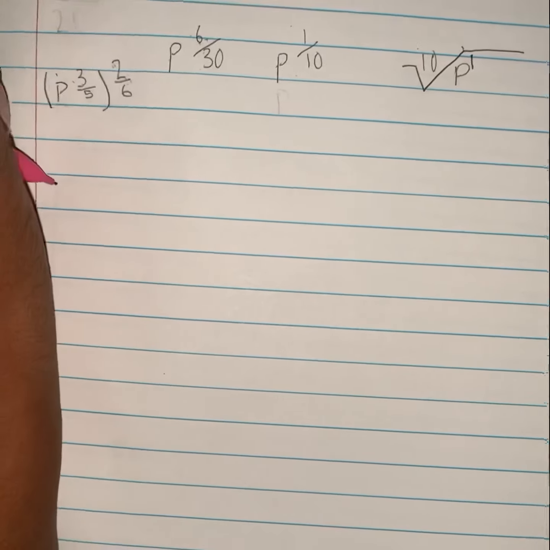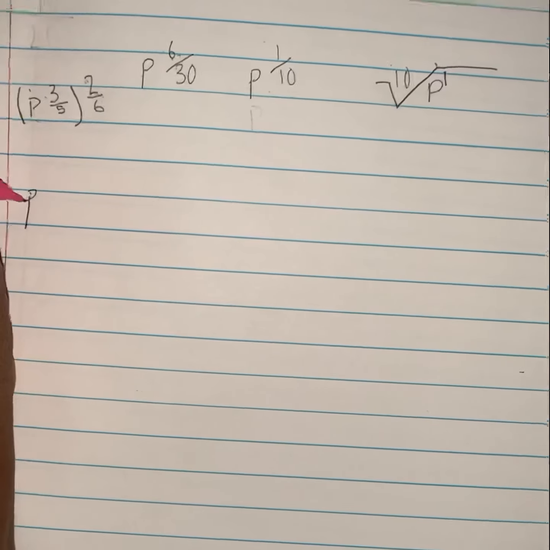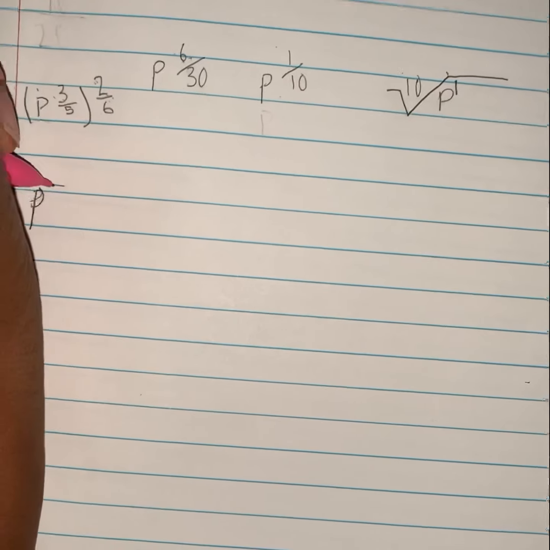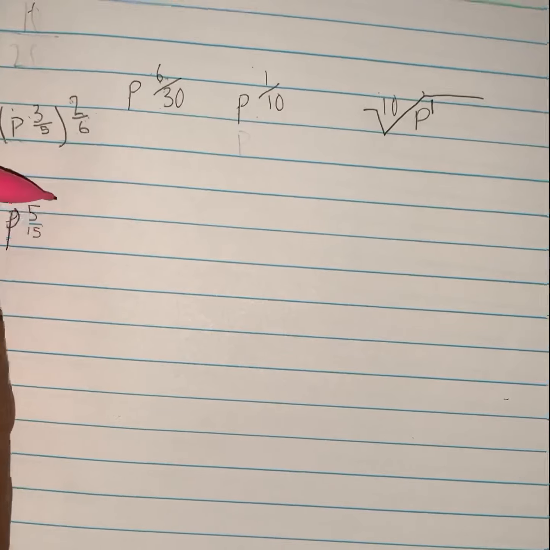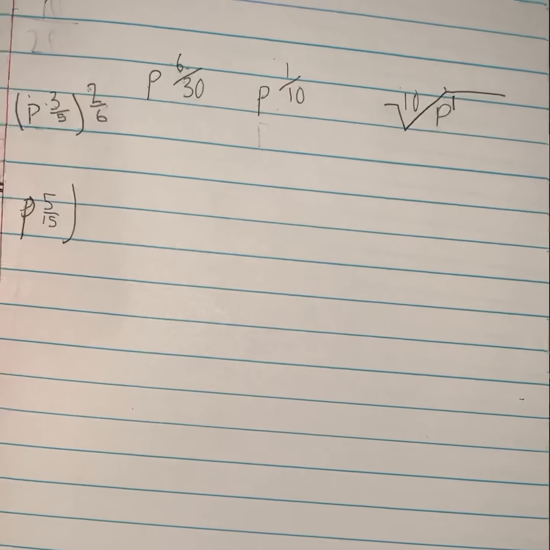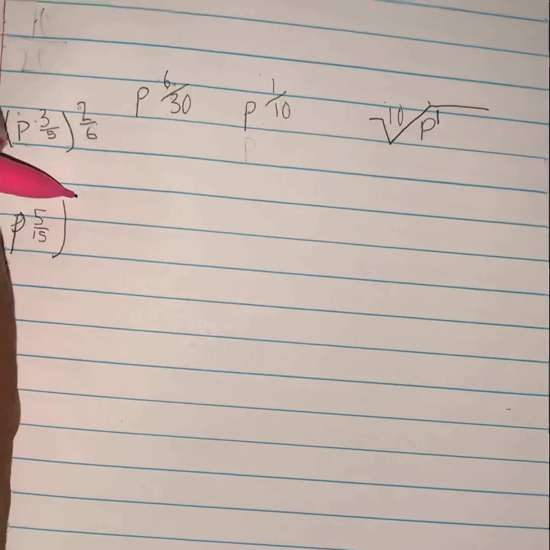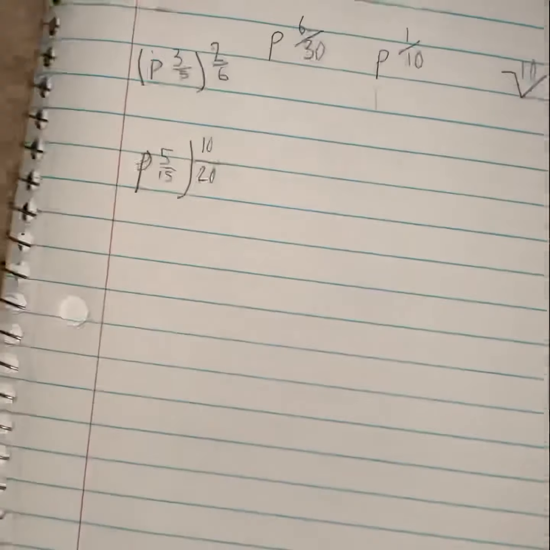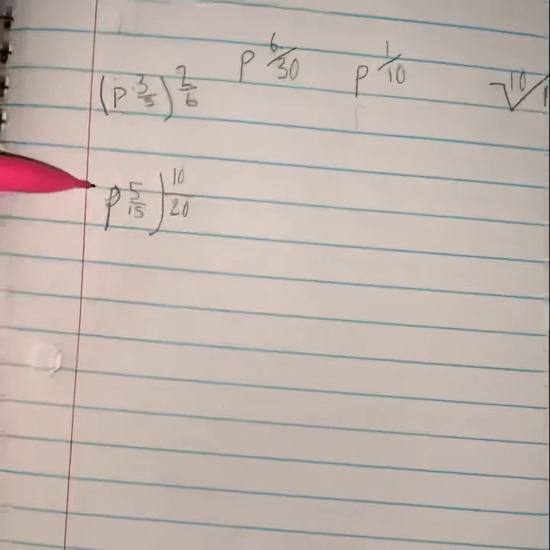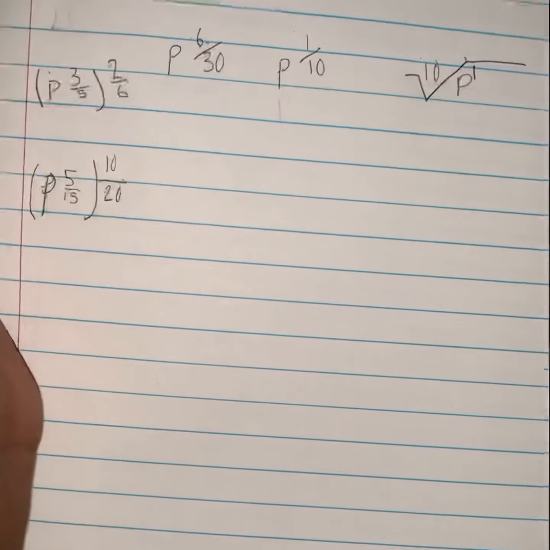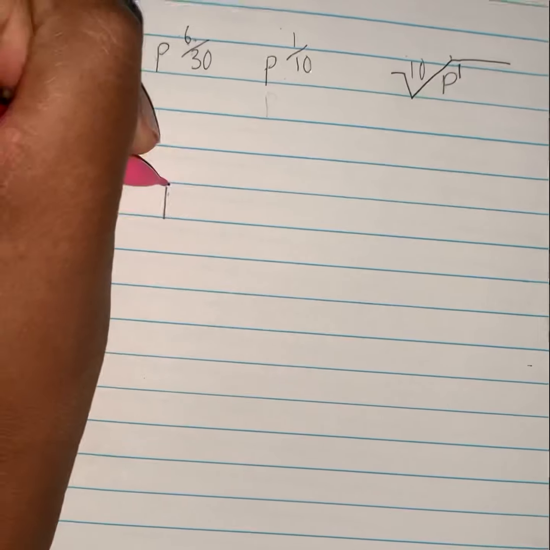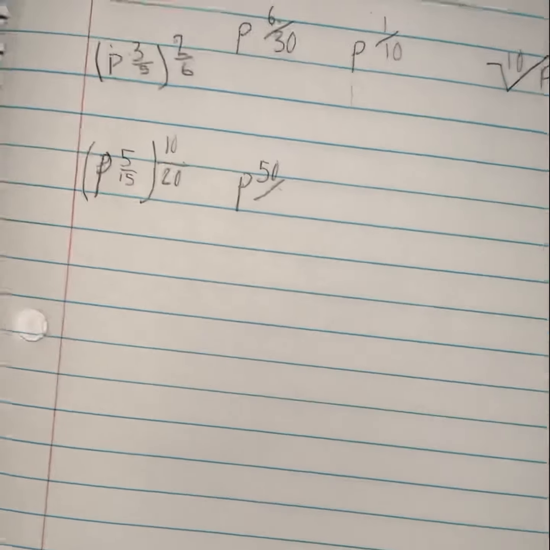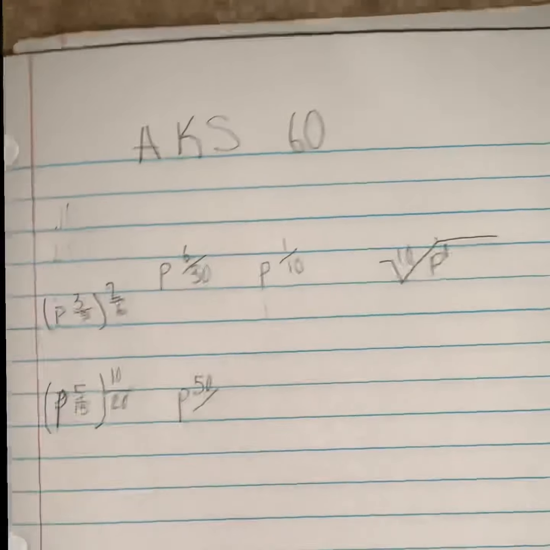So let's say the square root of 5 over 15, 10 over 20. Okay, so again, we want to multiply the tops together and the bottoms together. So 50, the square root of 50, this will be a big number. So the square root of 50 and 15 times 20, I'll get back 300.